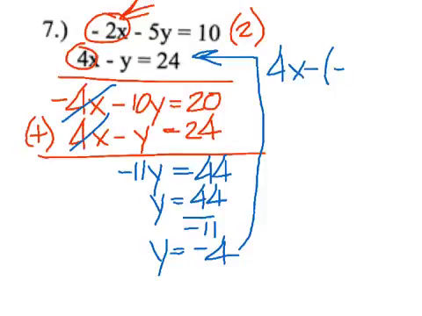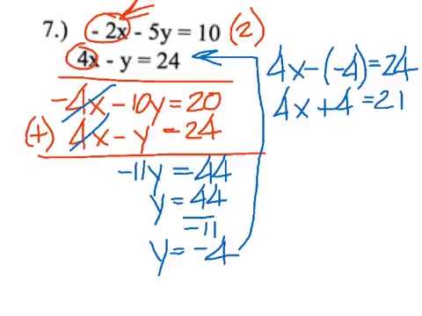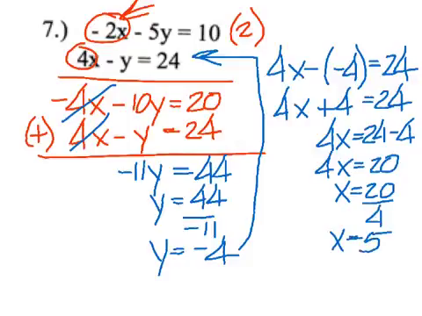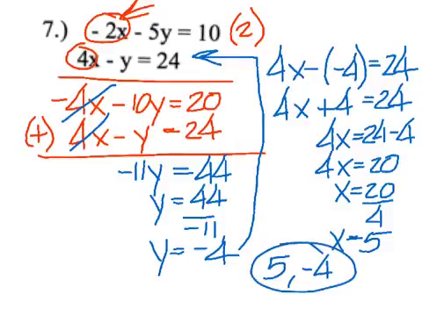4x minus a negative 4. Most common mistake is to just put one minus in there. You have to put the minus a negative. So that changes to plus. And then you have to subtract. And you get 20. 20 divided by 4 is 5. And your answer is 5, negative 4.